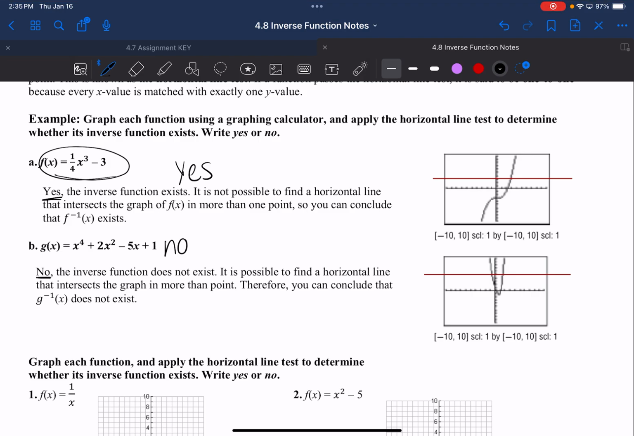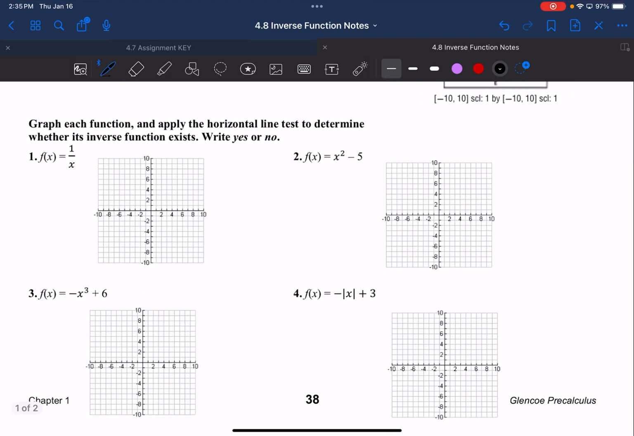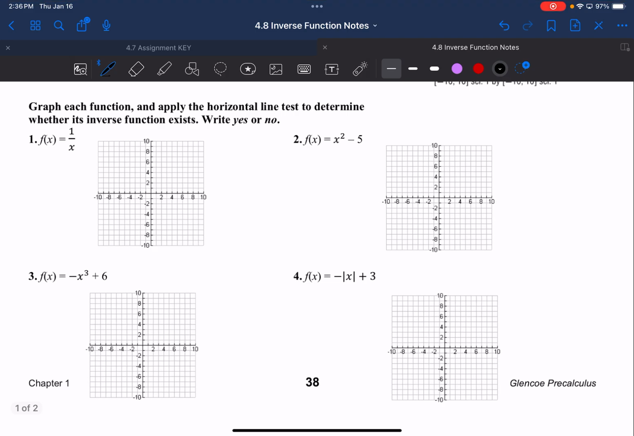This cannot have an inverse because it does not pass the horizontal line test. So an inverse will not exist. So keeping that in mind, in this next section, they want us to graph these functions without a calculator, since we know what the parent functions look like, and these are not any kind of a crazy transformation. We should be able to draw them.